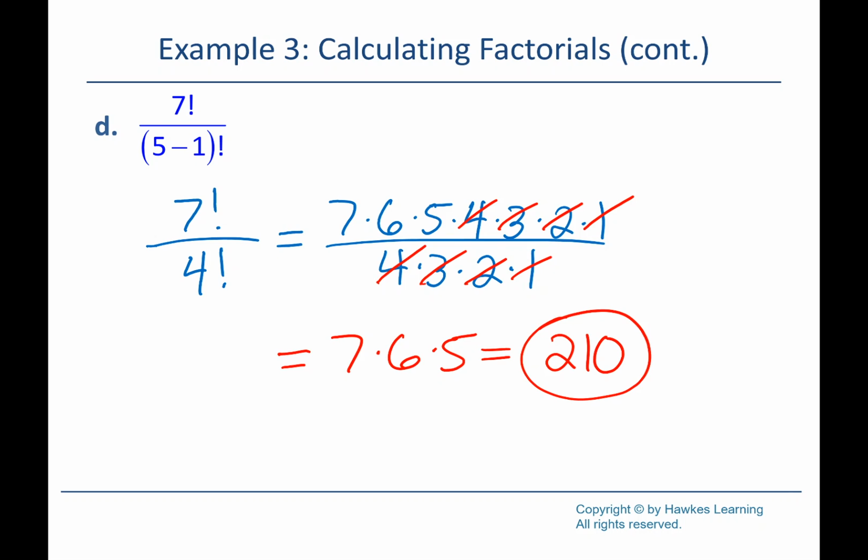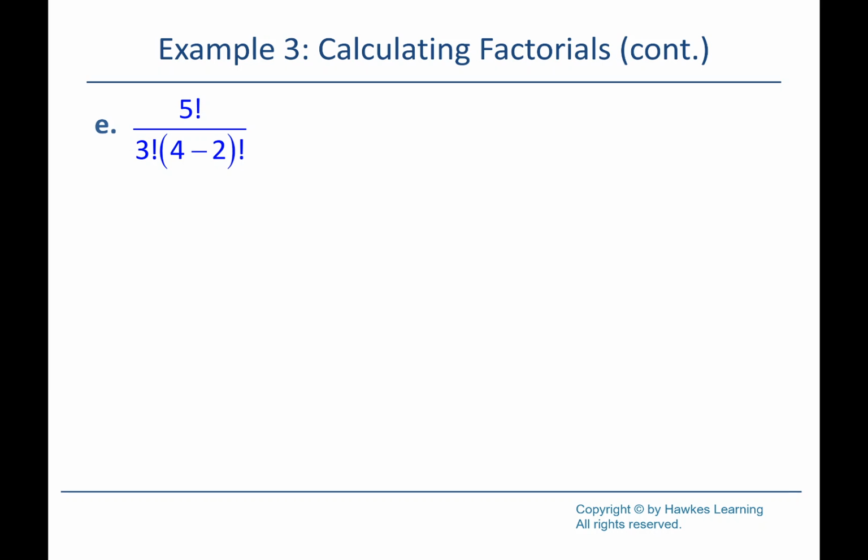One more. Okay. E. Almost the same thing, but it gives us 2 different factorial terms on the bottom. We still want to start off doing the subtraction in the parentheses, so that's going to be 3 factorial times, and then 4 minus 2 would be 2 factorial.